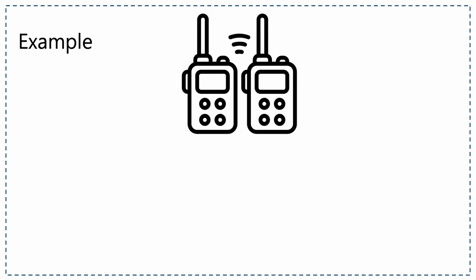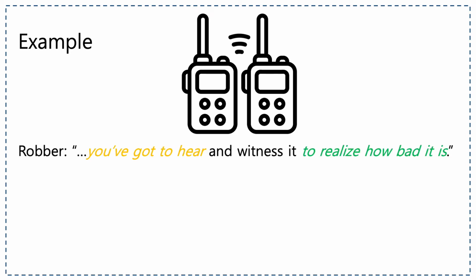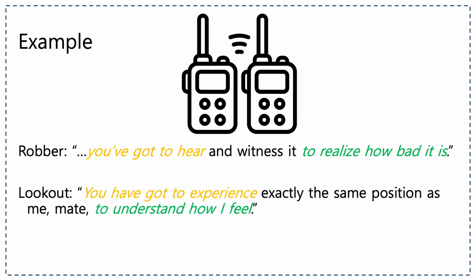There are two men, a robber and a lookout, talking to each other using an old device, a walkie-talkie. In a part of their conversation, the robber said, "You've got to hear and witness it to realize how bad it is." And then, listening to that, the lookout said, "You have got to experience exactly the same position as I made to understand how I feel." You notice that the lookout reused the phrase and the structure with other words. So this phenomenon is called structure priming.